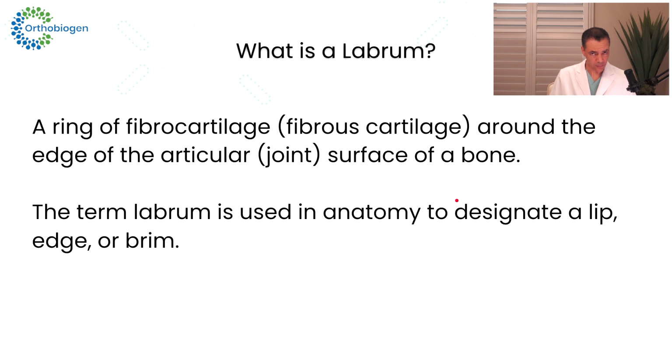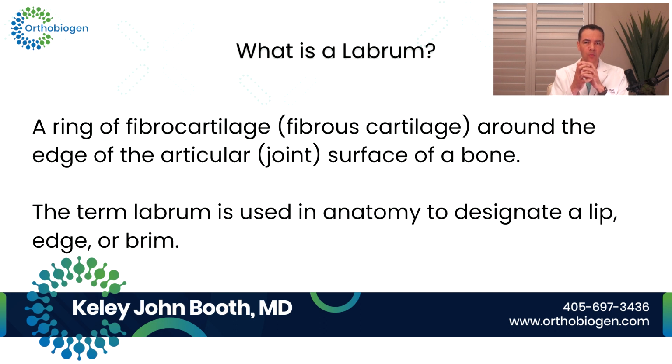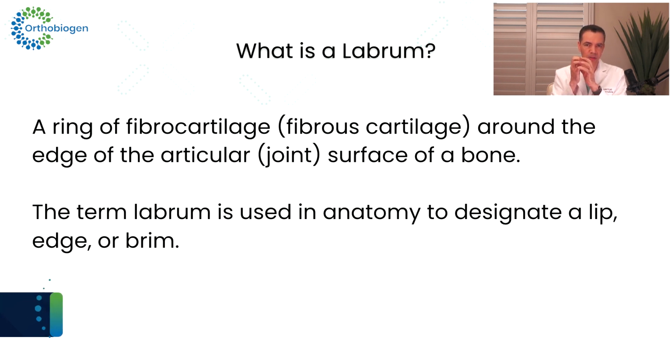All right, so what is the labrum? It's a ring of fibrocartilage around the edge of the articular surface of the bone. It basically increases the surface contact area to help stabilize the joint. So you can imagine you've got this nice surface that's smooth and it can support and hold that in. So when you dislocate, right, it's one of the things that resists a dislocation of the shoulder.